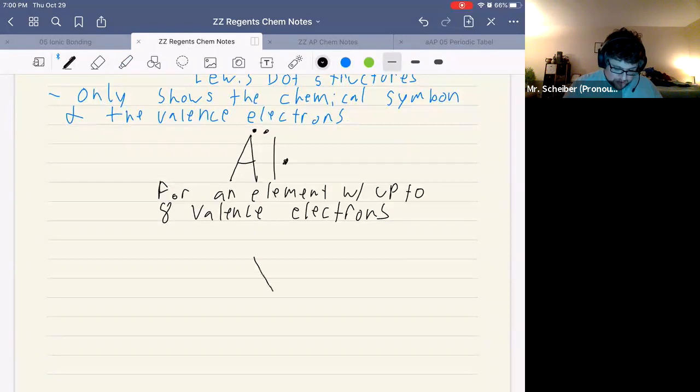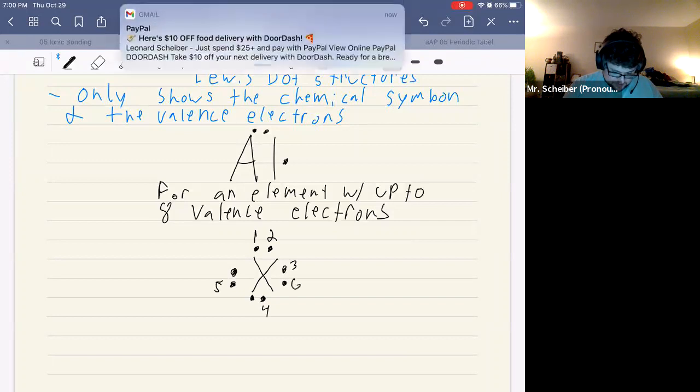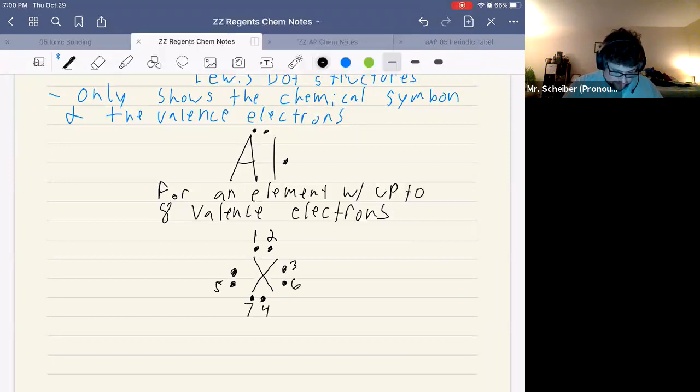So symbol, we're going to give symbol X, just making it up. And here's how we always draw it. 1, 2, 3, 4, 5, 6, 7, 8. In case you missed that, we'll do it one more time. 1, 2, 3, 4, 5, 6, 7, 8. So that's how I'm going to always draw it. You don't have to draw it that way. So that's a Lewis dot structure.